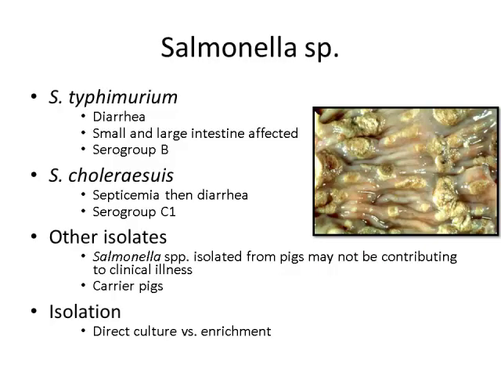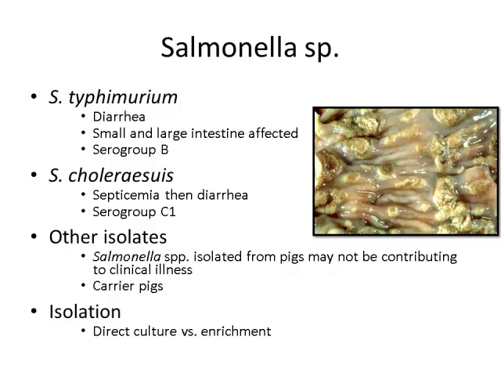Salmonella. This is a big hot topic, I think, because of diagnosis and what it means and so forth. But basically, there are only 2 salmonellas that are really important. Typhimurium, which is serogroup B, affects the small and large intestine. Then there's Cholerae suis, which is the septicemic pathogen, which is a C1.